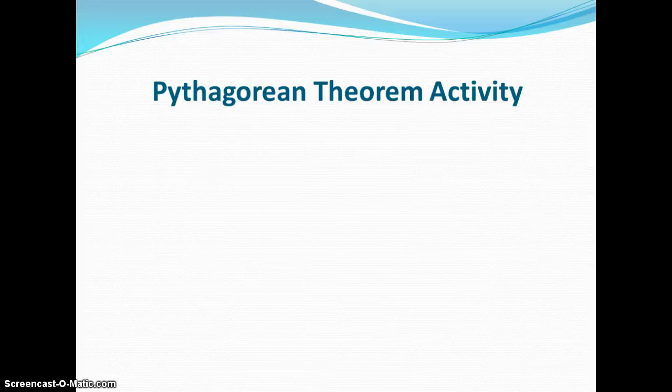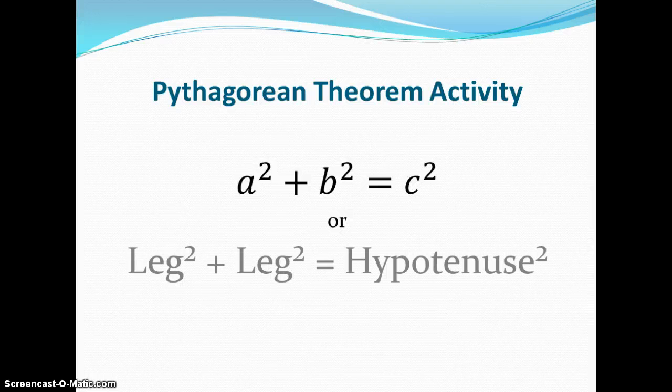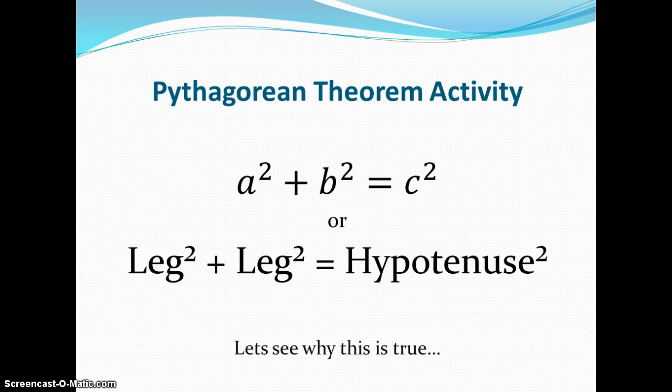Pythagorean Theorem activity. A squared plus b squared equals c squared is the Pythagorean Theorem formula. Or you can look at it like legs squared plus legs squared equals hypotenuse squared. Let's see why this is true. In class, we're going to do an activity that proves why this is true.